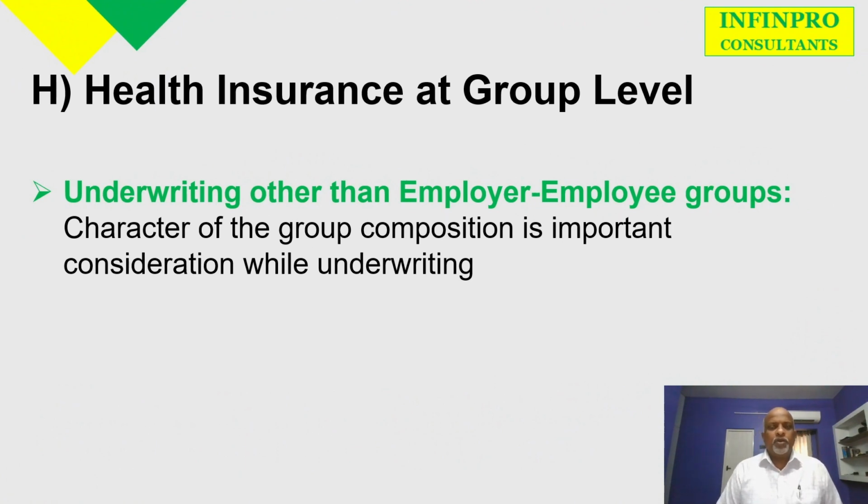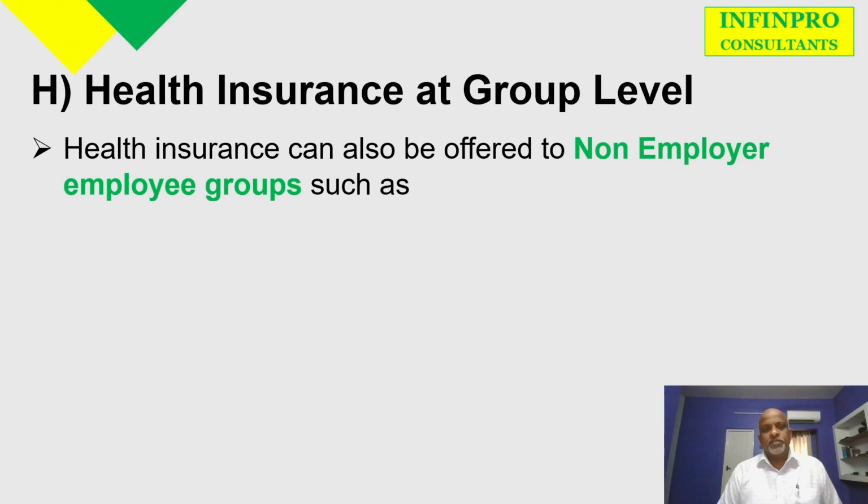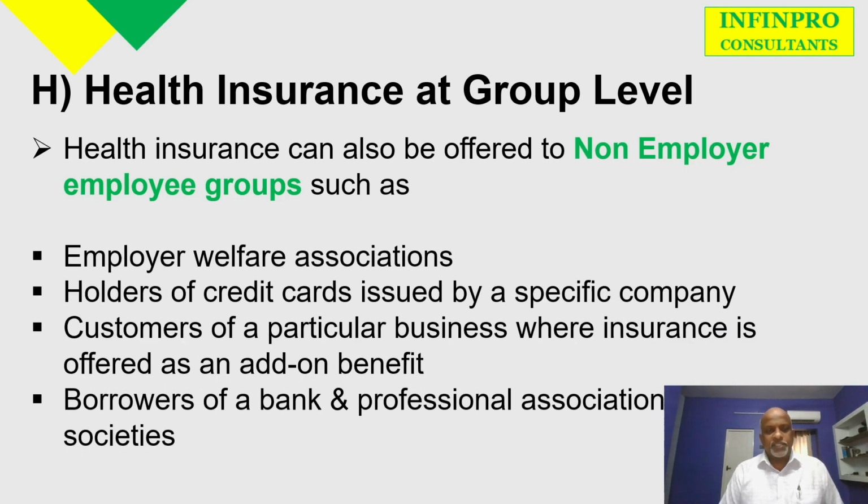For underwriting other than employer-employee groups, it is completely dependent on the character of the group composition. For instance, if a group of people have come together for a specific reason, and that is a legally viable reason for some specific association, they have to justify the reasons to come in as a group and avail health insurance benefit at group level. So health insurance can also be offered to non-employer-employee groups. Some examples: employer welfare association, holders of credit cards in a specific company, customers of a particular business where insurance is offered as an add-on benefit, borrowers of a bank, and professional associations or societies.